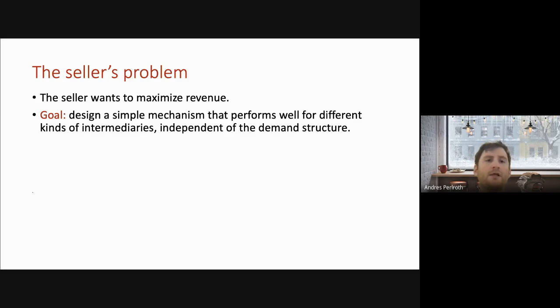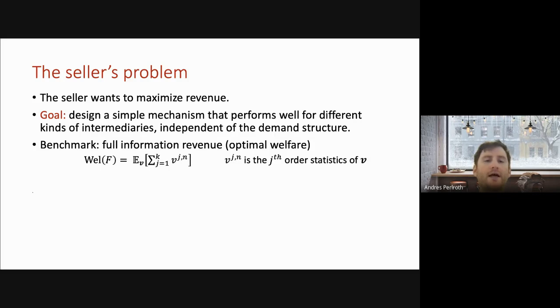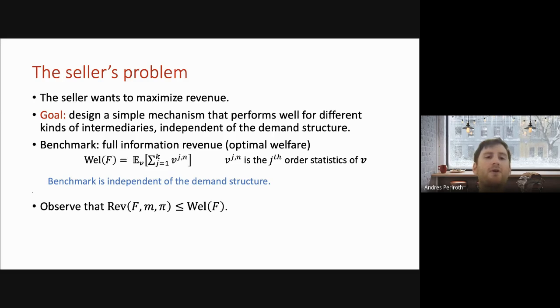To have good revenue guarantees, a key technical element that we develop in the paper is to provide a good benchmark to compare revenue. And our benchmark corresponds to the welfare. This corresponds to the highest valuation the seller could have under any demand structure, which is just to charge the highest valuation to the k highest buyers that are present in the market. The nice property of the welfare as a benchmark is that it is independent of the demand structure, and of course, by definition, the revenue for any demand structure cannot be greater than the welfare.